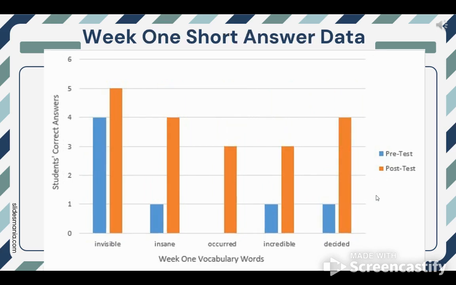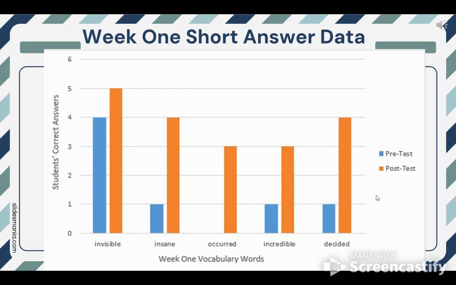The next 2 slides show the data for the short answer questions. So to start with week 1, the students were asked to define the words invisible, insane, occurred, incredible, and decided. And the morphology passage focused on the prefix in, and then we also were focusing on the suffix ed because that is a common suffix that we discuss in 2nd grade.